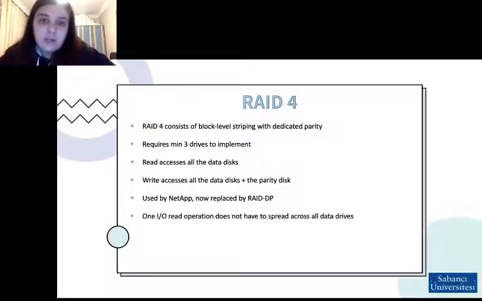Another level is RAID 4. RAID 4 consists of block-level striping with dedicated parity, combining levels 0 and 3. RAID level 4 requires a minimum of 3 drives to implement. Each entire block is written onto a data disk. Parity for same rank blocks is generated on writes, recorded on the parity disk, and checked on reads.